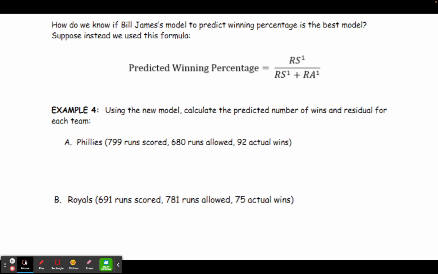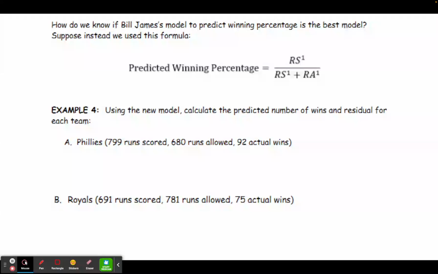Now, one thing we might be wondering is how do we know if this model that Bill James predicted for the winning percentage is the best model? So let's say that we change that formula a bit, and instead of using powers of 2, we just do powers of 1. So we wrote the formula the same way otherwise, except instead of squaring the runs scored and runs allowed, we'll just do first power. So using this new model then, we'll calculate the predicted number of wins and the residual for each team. So first, let's do the predicted number of wins.